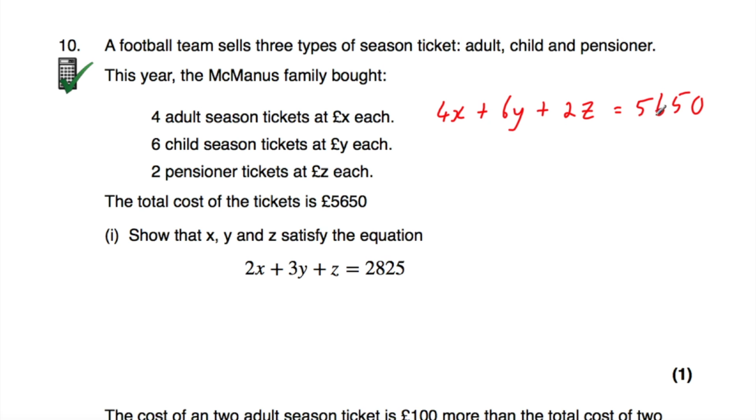So that's fantastic. Now, if we have a look at what we're trying to show, it isn't actually this, but it's half of it. If we halve everything in this equation, if we divide everything on the left-hand side by 2, and everything on the right-hand side by 2, on the left-hand side we'd get 2x plus 3y plus z, which is what we're trying to show. And that's equal to £2,825. And that's it. So 2x plus 3y plus z equals 2,825.